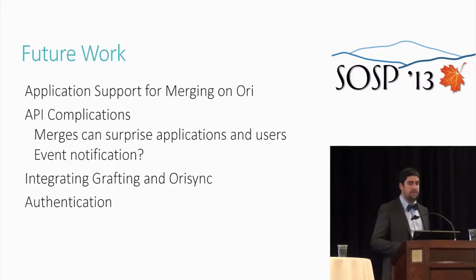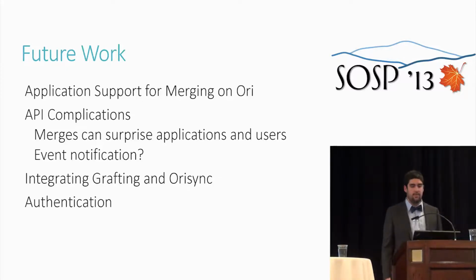So there's a few important things of future work I want to point out. One is some kind of application support for merging on Ori. We don't yet know what this is, but we want to figure out that the POSIX API is very restricted in that it's such a general purpose API, we have no way to understand what the file means. So maybe there's some way that we can integrate with the file system or provide applications a better way to integrate with Ori and do merging.